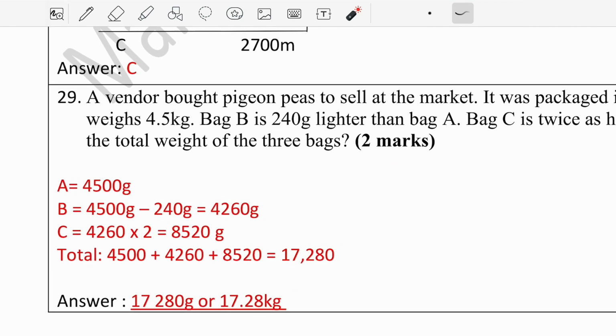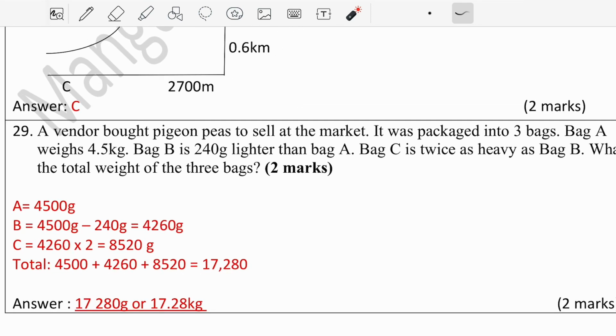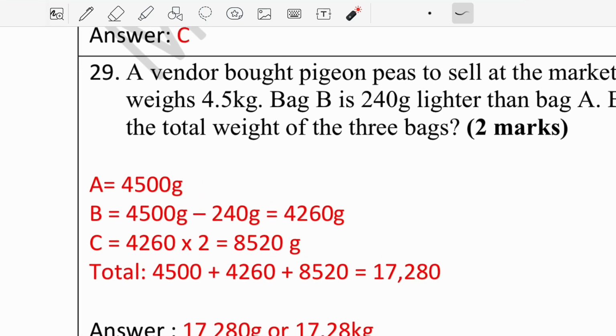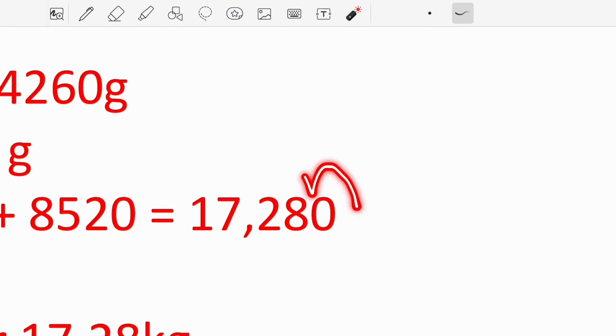So we can convert all of them to grams. Well, in this case, it's just bag A, and all of the others will be automatically converted. B is 240 grams lighter, so we can subtract. And C is twice as much as B, so we simply multiply by 2. And then they ask for the total weight, so we can add all of them together, and we'll get 17,280 grams, or 17.28 kilograms. To go from grams to kilograms, we simply divide by 1,000.